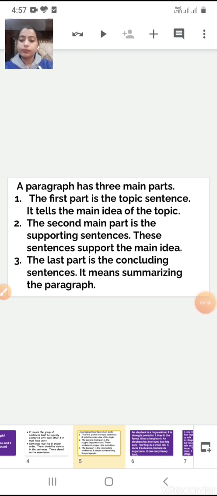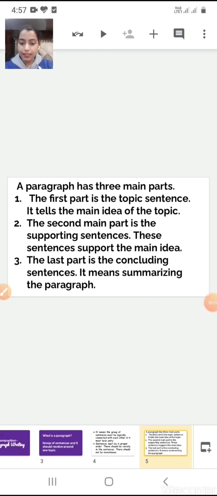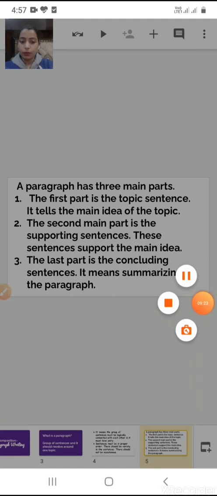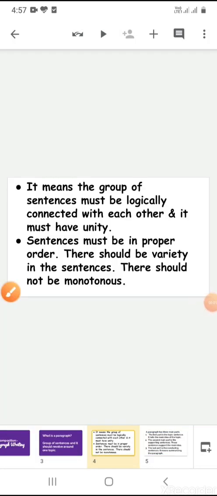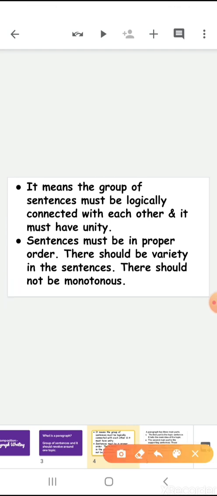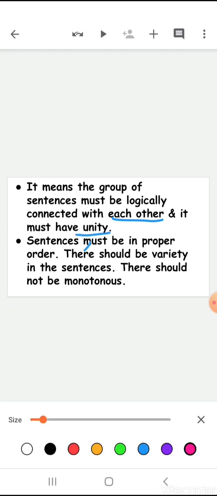Now, children, quickly revise what we have studied. Okay? We have studied what a paragraph is. A paragraph means a group of sentences that must be logically connected with each other, right? And it must have unity. Then sentences must be in a proper order, and there should be variety in the sentences.